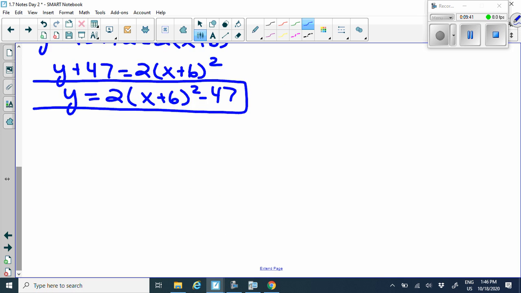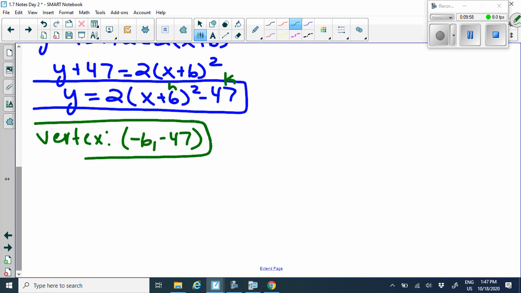Now let's figure out the vertex. So our h is in the middle, or inside the parentheses, k is outside. Remember, it's the opposite of what we see for the h. So that's going to be negative 6. And then we have negative 47.